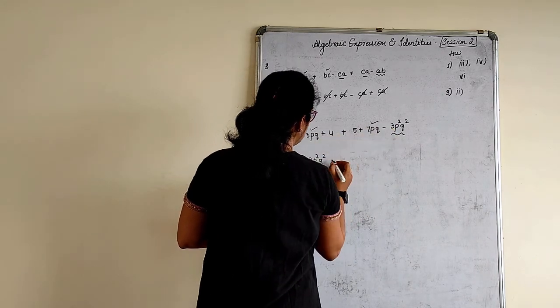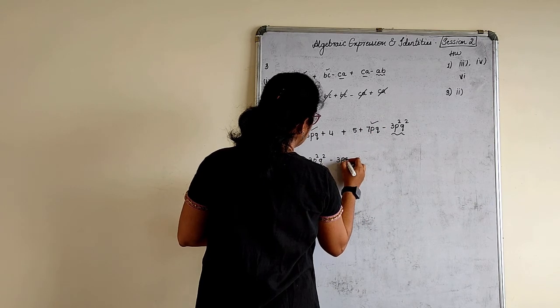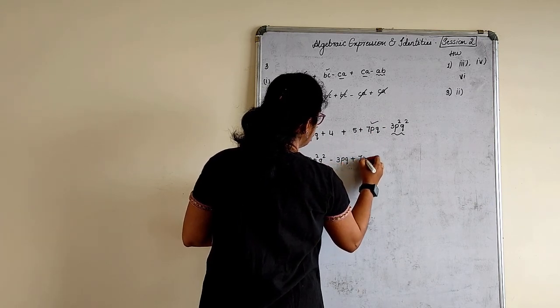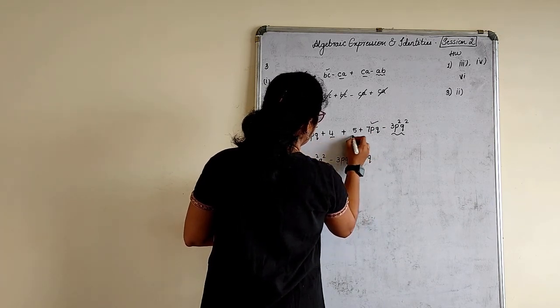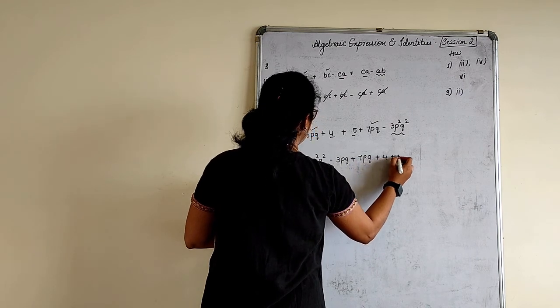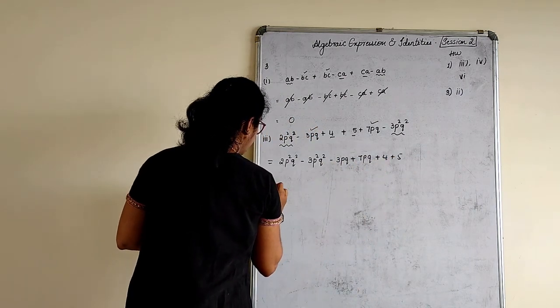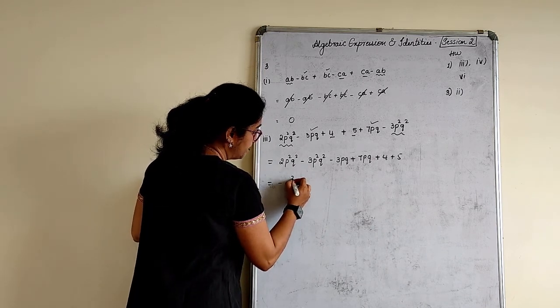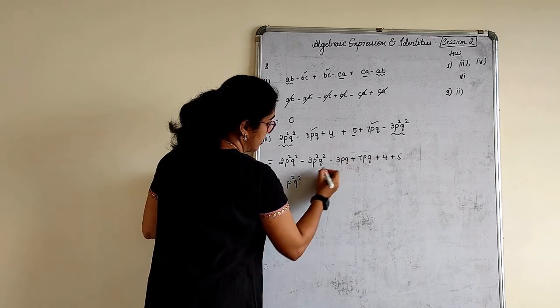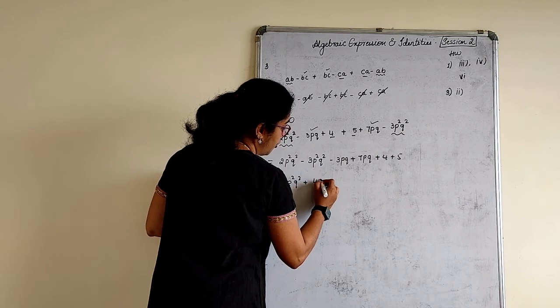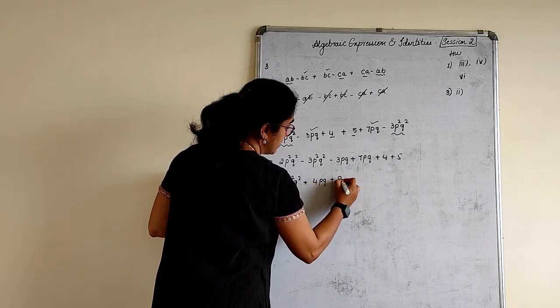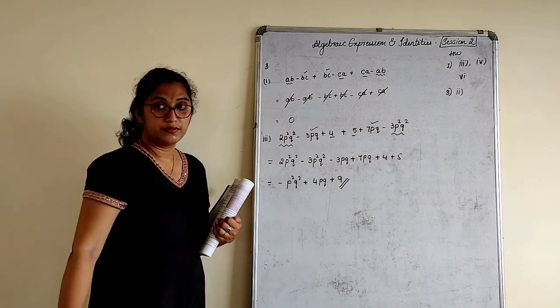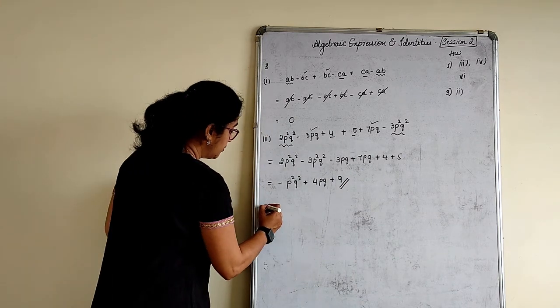pq: minus 3pq plus 7pq. Plus 4 plus 5. So 2 minus 3 is minus 1p²q² plus 4pq plus 9. Okay, this is how we do it.